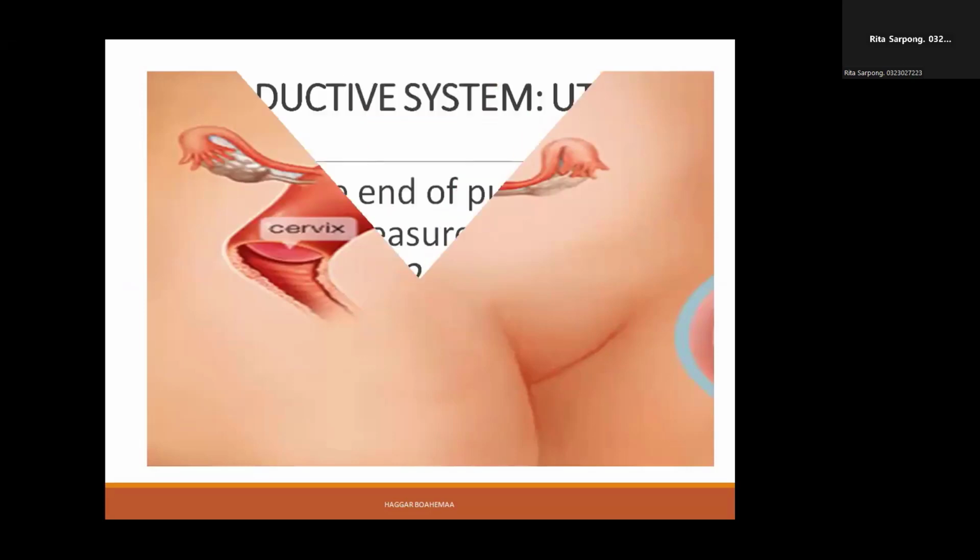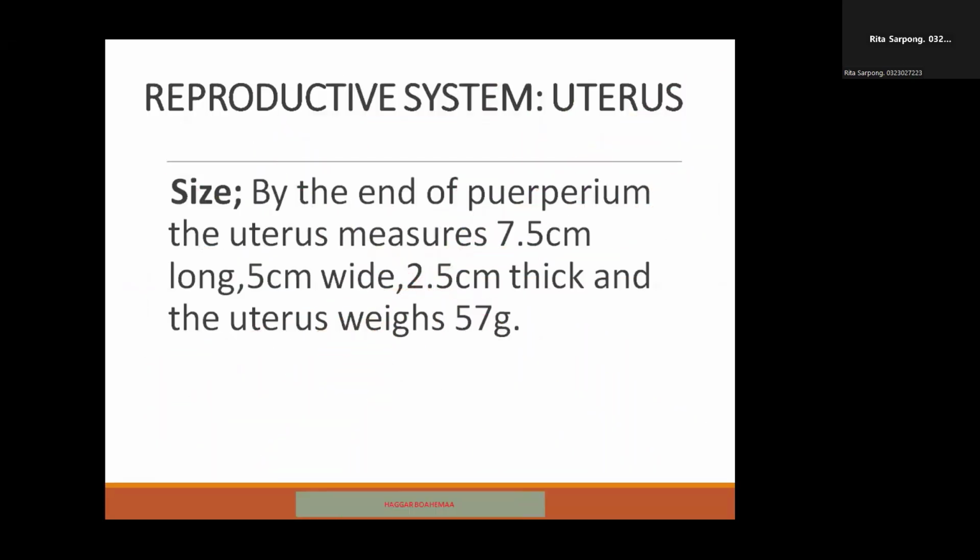Okay. Then we look at the size, but we said by the end of the puerperium, the uterus will measure 7.5 centimeters long. Remember the non-pregnant uterus, 7.5 centimeters long, 5 centimeters wide, 2.5 centimeters thick. And then the weight, it depends on the book that you are using. 59 grams. Other books, you will see 60 grams. But the most important thing is that the uterus goes back to its size.